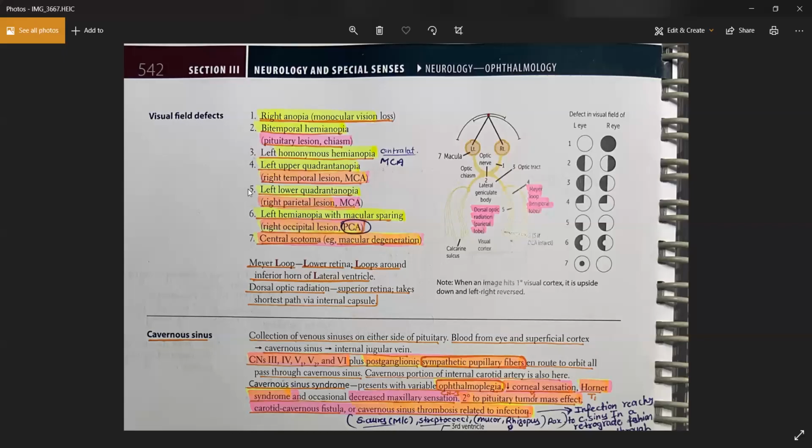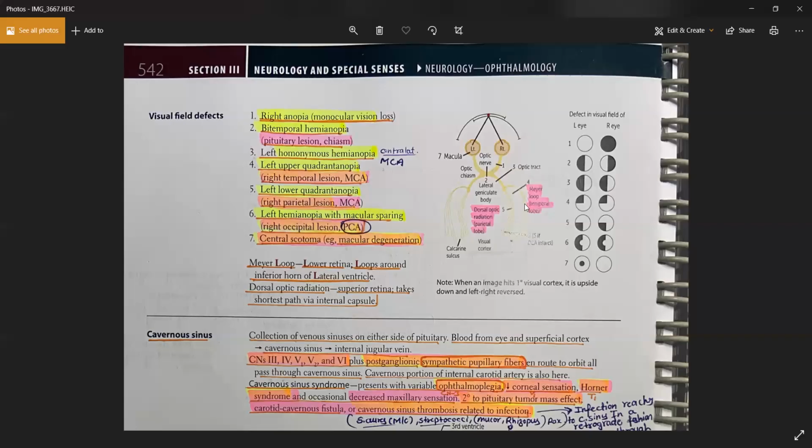Fourth, you have the quadrantanopia, and these are of two types. Either the upper quadrantanopia or the lower quadrantanopia. The upper quadrantanopia, you call it a pie in the sky. You can remember it like that. And the lower quadrantanopia is known as a pie on the floor.